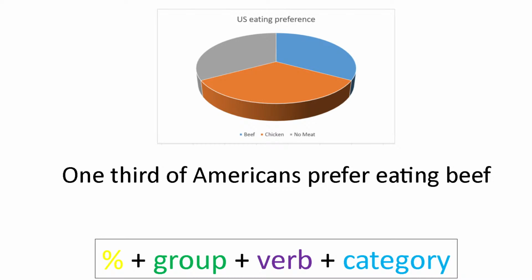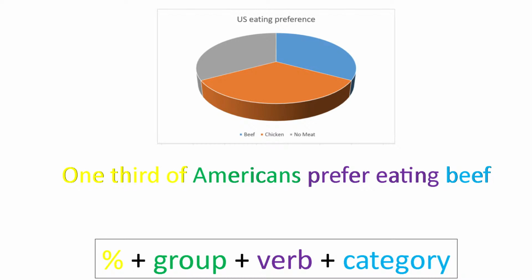So it's the same thing. 1/3, okay, it's a fraction technically, but it's the number, it's the data that we're talking about here. The group is again Americans, the verb prefer eating, and the category beef. So you can see it in lovely colours there, just to get it in your mind.